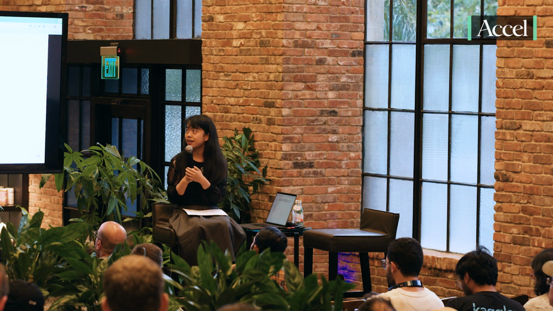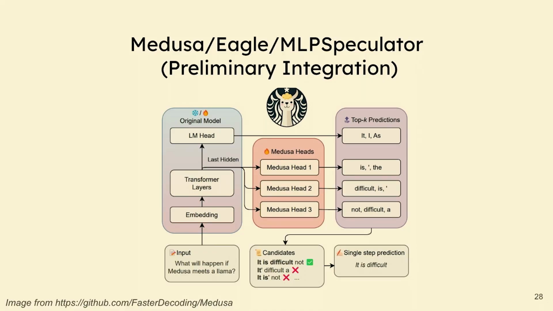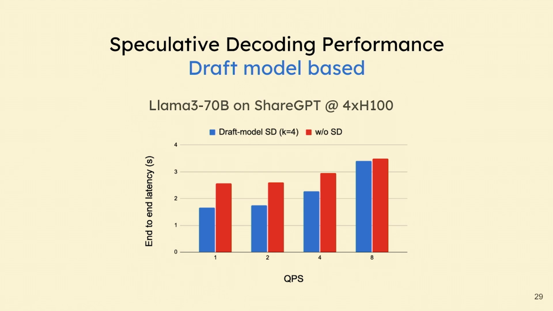We also support other speculation methods like Medusa, Eagle, and MLP speculator. Instead of using a small model, they have some additional layers or additional heads to propose tokens. So what's the performance? How good is speculative decoding? We benchmarked those methods, and the first one is draft model-based speculative decoding.